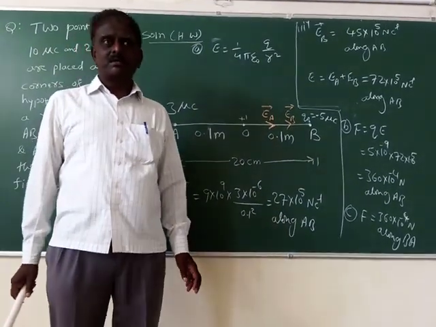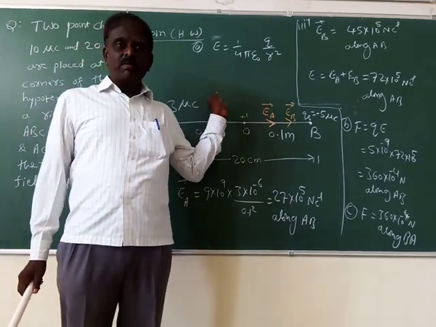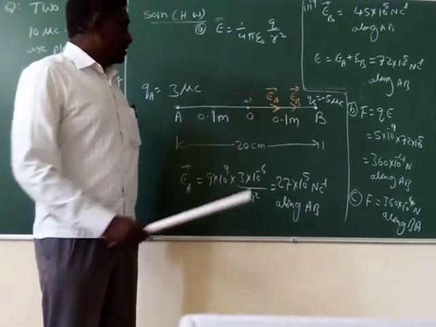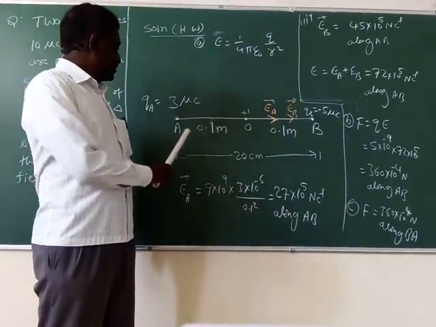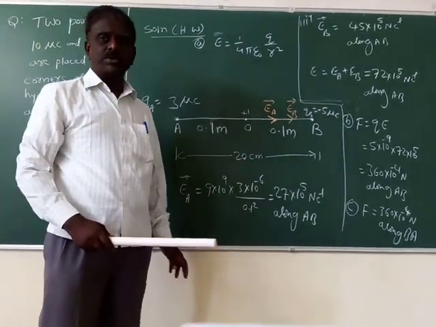In the previous class, this problem was given for homework. See, in the given problem, charge at A is 3 μC and charge at B is minus 5 μC.